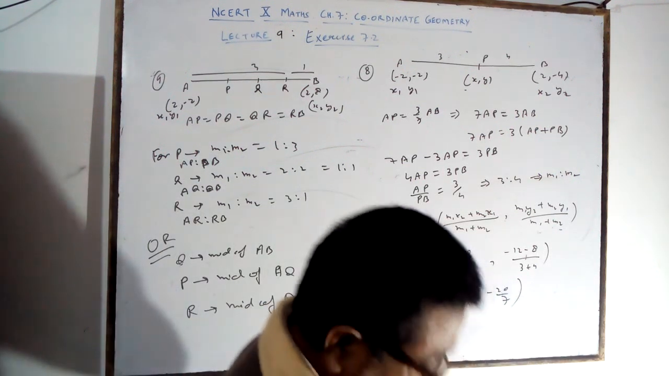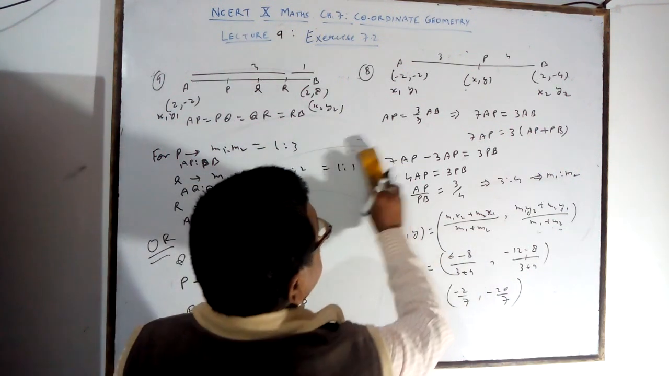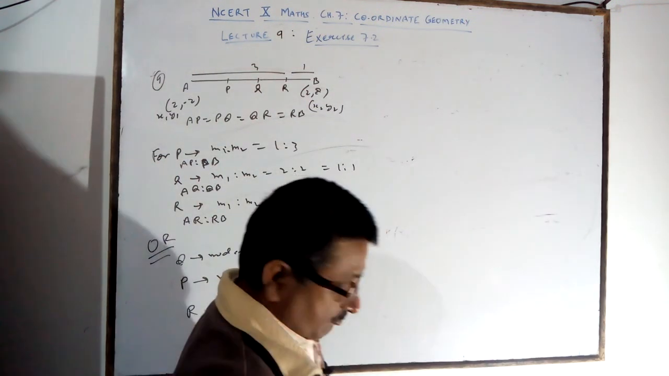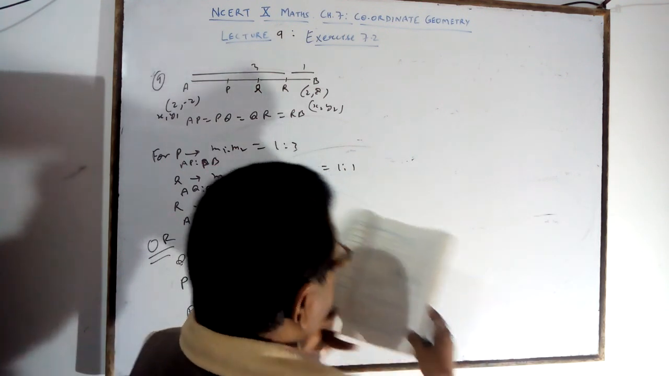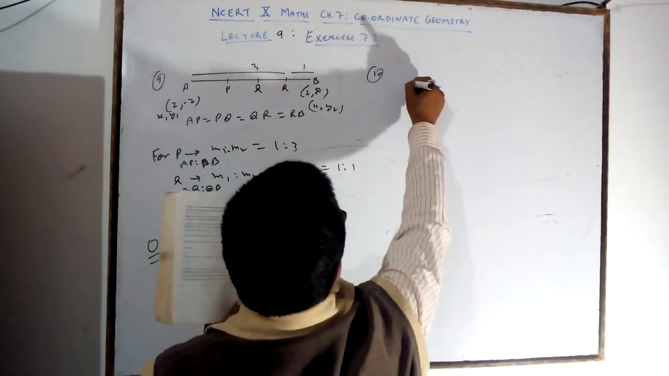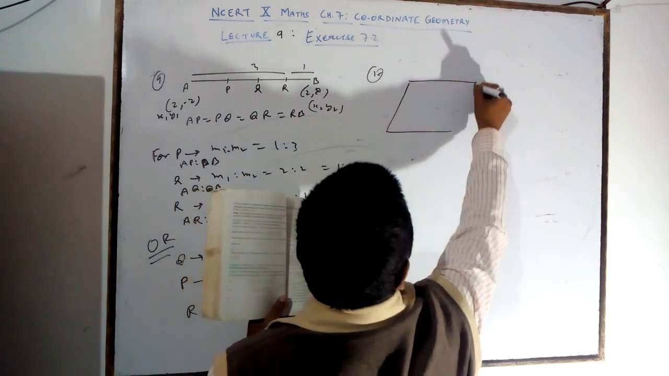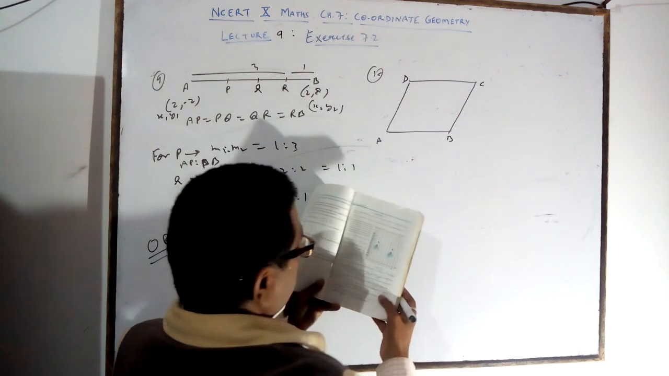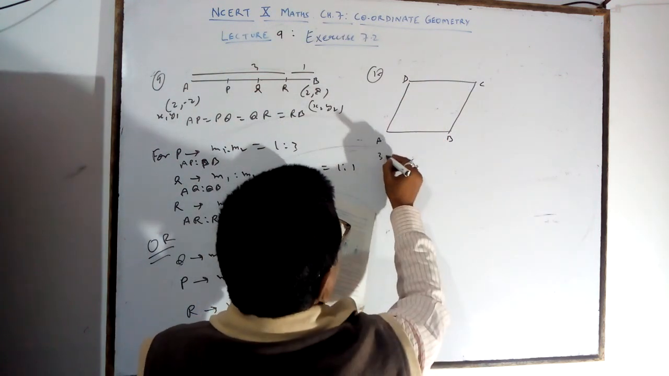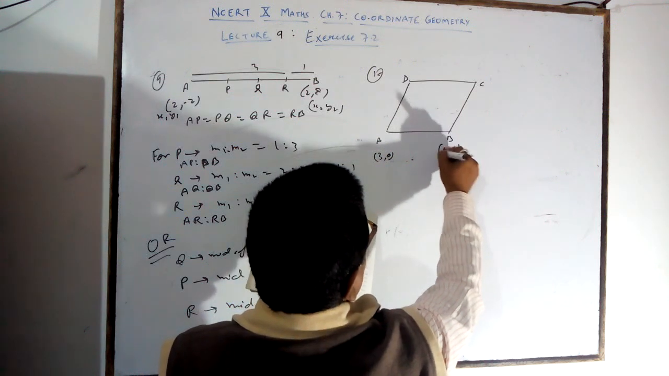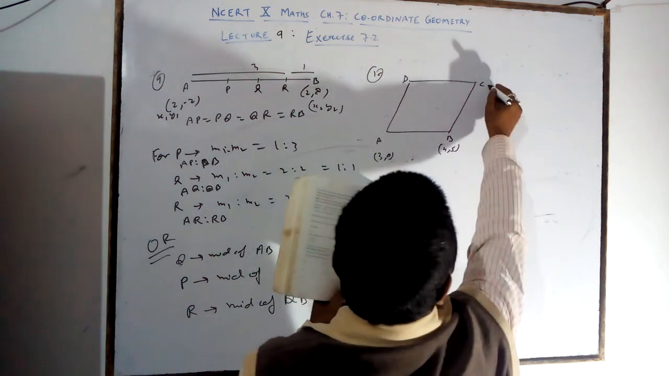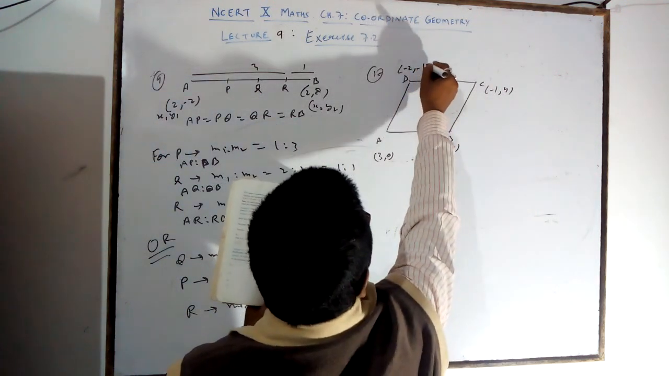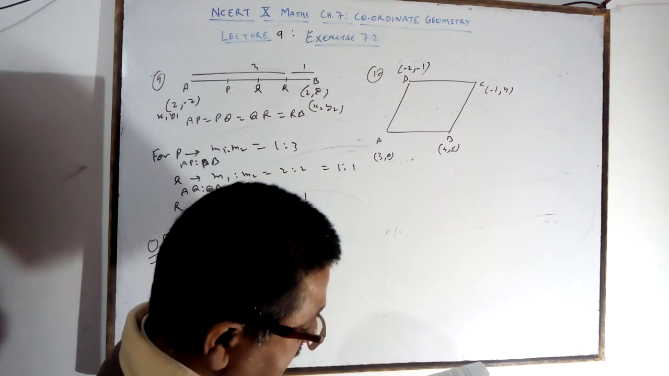Last question, question number 10 is given. Find the area of the rhombus if the vertices of the rhombus, taken in order, are given as (3, 0), (4, 5), (-1, 4) and (-2, -1).